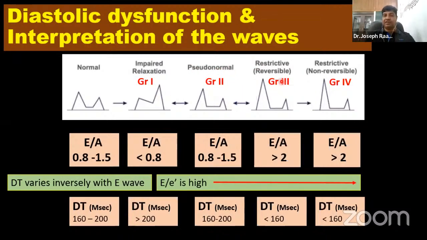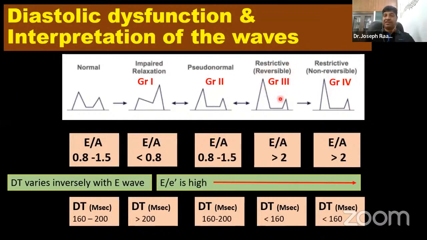As the situation worsens, LA pressure starts going up and E becomes taller and taller, and then it exceeds more than 2 times. The E by A ratio becomes more than 2. For some time in the beginning, it will be reversible. That is, any maneuver that is going to unload the heart, for an example, your Valsalva, is going to reverse it to the previous one.